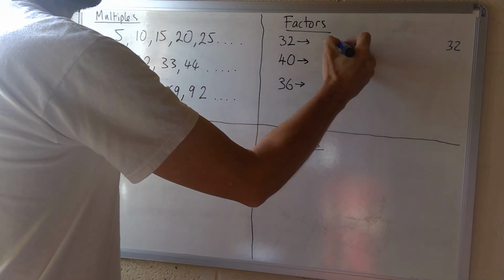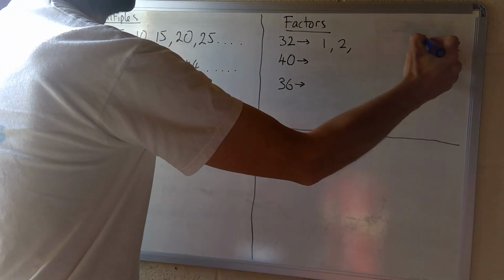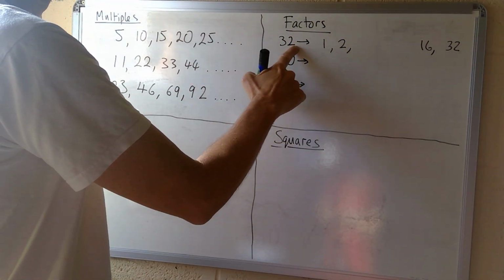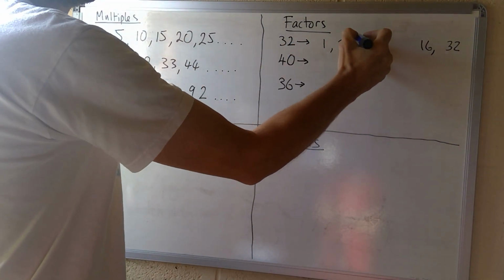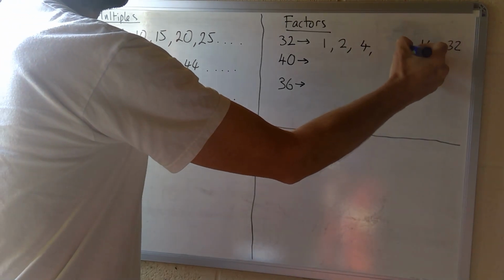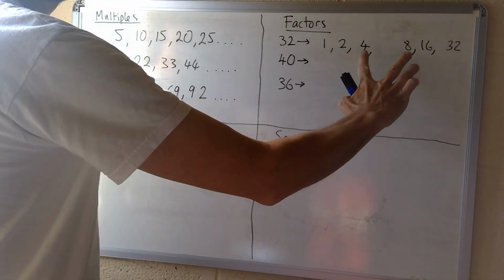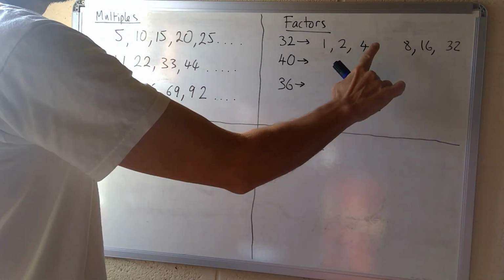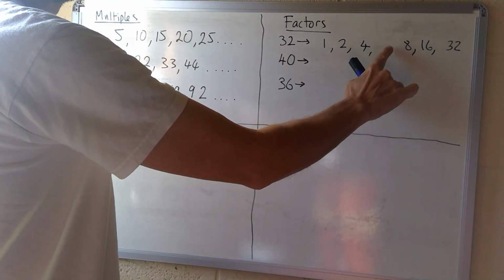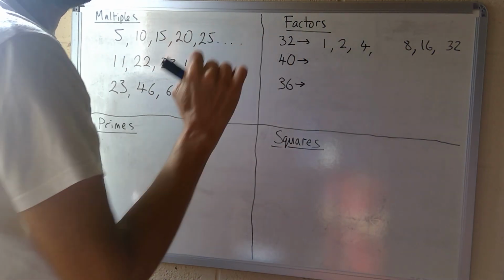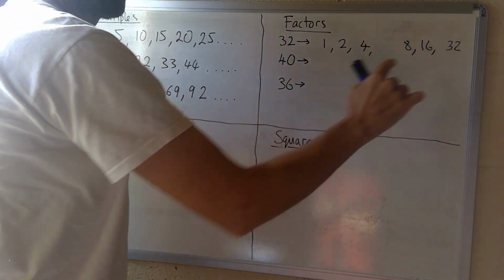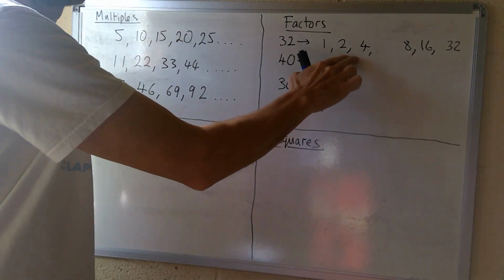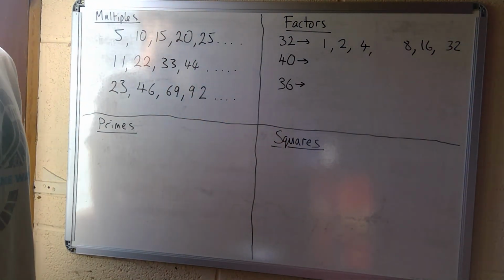So the next factor pair would be 2 and 16. 3 is not a factor of 32, but 4 is. So it would be 4 and 8. And you notice these pairs are getting closer to each other all the time. 5, 6 and 7 are not factors of 32, so we've now exhausted the list. Multiples are an infinite list, factors are a finite list.